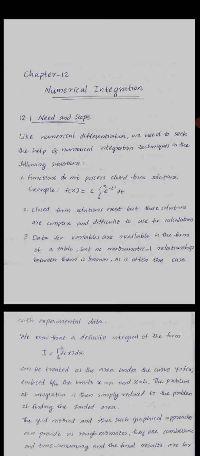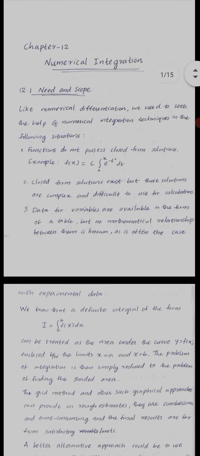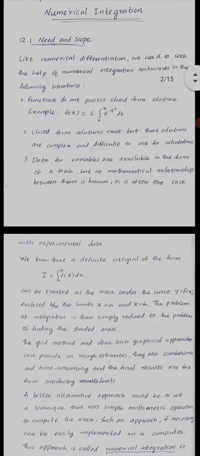Third one, data for variables are available in the form of a table, but no mathematical relationship between them is known, as is often the case with experimental data. We know that the definite integral of the form I equal to integral a to b f of x dx can be treated as the area under the curve y equal f of x enclosed between the limits x equal to a and x equal to b. The problem of integration is then simply reduced to the problem of finding the shaded area.